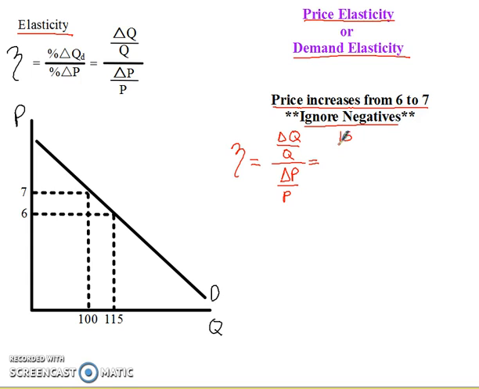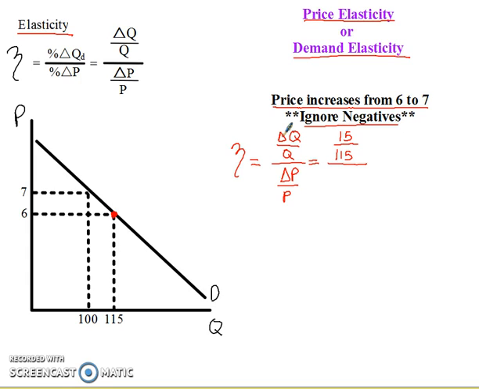So it's just a change in 15 divided by the starting quantity. We started at this point when the price was $6. The starting quantity is 115. So it's 15 divided by 115. That's my percent change in quantity, all divided by the percent change in price.